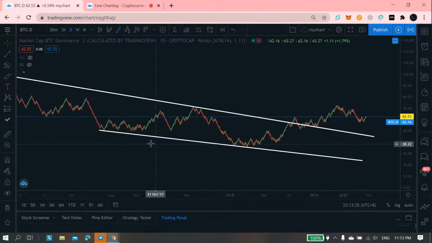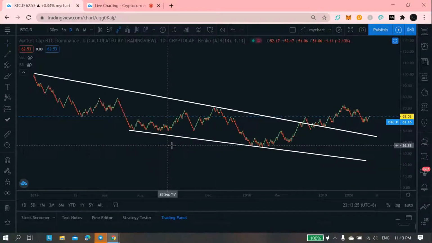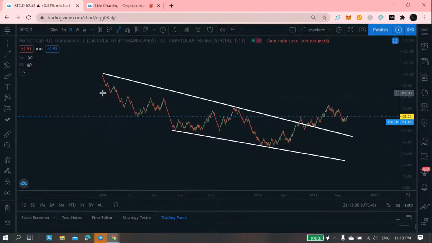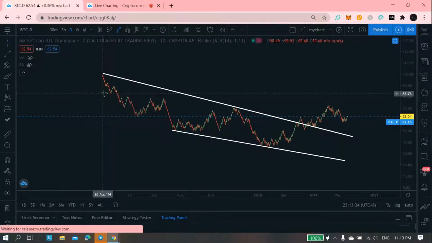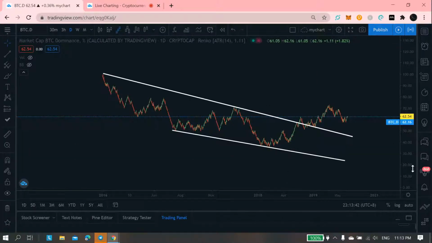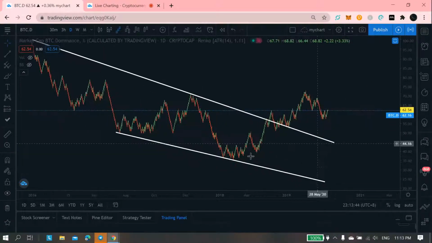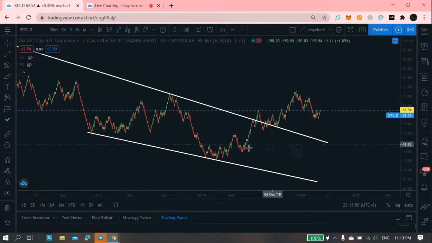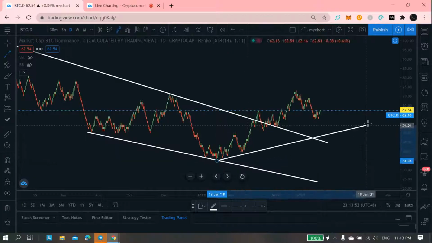So this is the long-term chart of BTC dominance. At first it was almost at around the 98 or 99 area until it reached the bottom of around the 35 area. And now it's currently trading higher, with dominance higher.